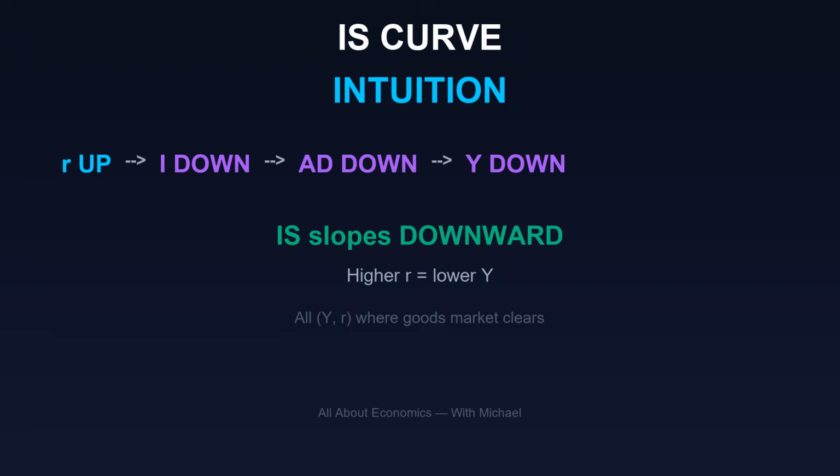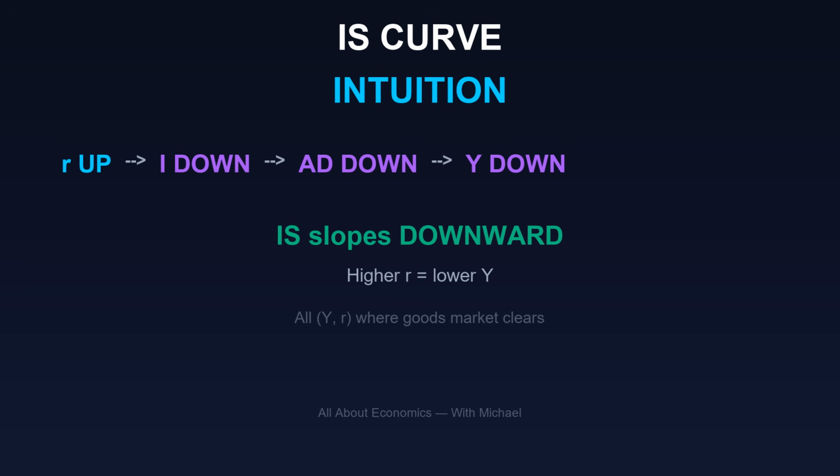Let's flip to the other side of the coin. Section 5, building the LM curve, or the money market. Let's make sure we contrast our two markets so we don't get them mixed up. While the IS curve maps physical goods and services, the LM curve maps liquidity. LM stands for liquidity preference and money supply.